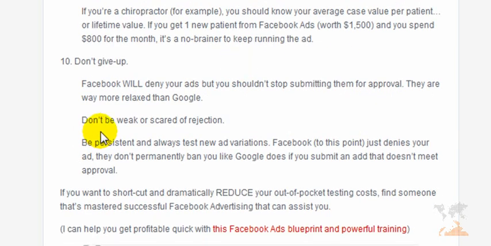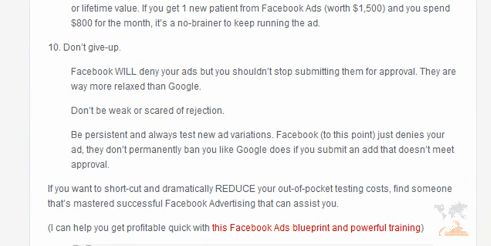The last thing that I want to point out is don't give up. Listen, Facebook denies ads all the time with myself and many of my other clients, but sometimes if you submit that same ad later in the day, you'd be surprised that the ad will actually get accepted, because their ads, unlike Google, are manually reviewed. It's something to keep in mind, and don't get frustrated. Always test your ads and keep submitting those ads.